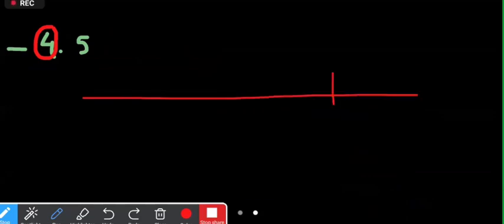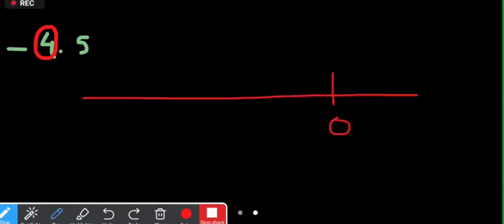Let's take any negative number. So you have negative 4.5. Same thing. Okay, so like you take 4. The whole number is 4 here. So it lies between 4 and 5. But just you have a negative number here. Okay, so negative means to the left side of your 0.